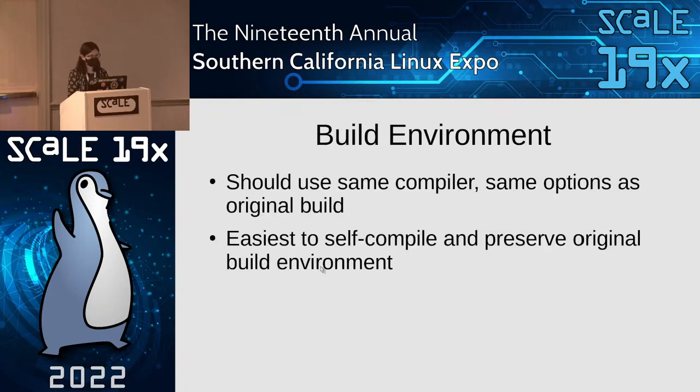So next, your build environment. You really should use the same compiler and the same compiler options as the original build. If you don't do that, Kpatch at least will warn you. I'm not sure that the Xen live patch build tools would. I would say that it's easiest to self-compile and preserve the original environment, so probably using mock or Docker or chroot or whatever it is, just something where you're not continually trying to keep that build environment up to date.